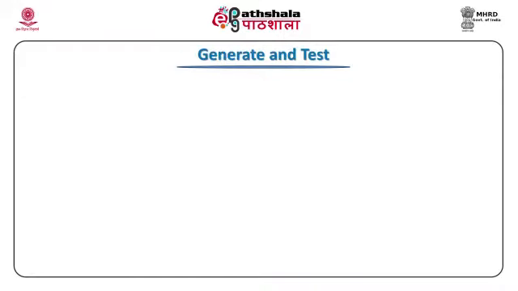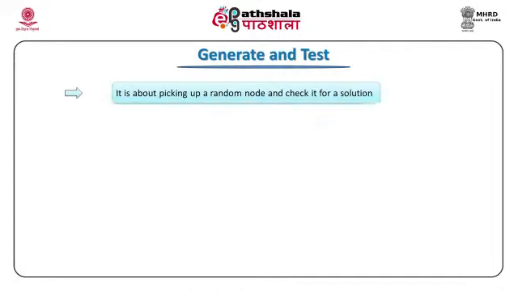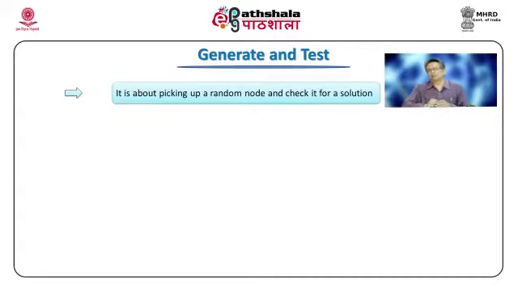Okay. Now, let us talk about the first method. It is called generate and test. It is about picking up a random state and checking if it is a solution. Surprising? We are doing it, in fact. This is something which we do every day.